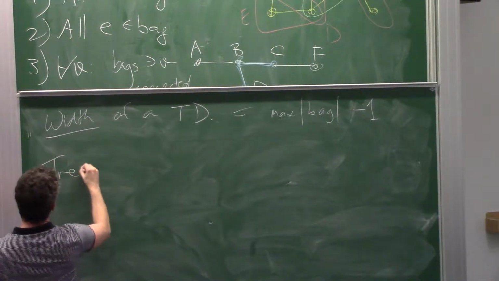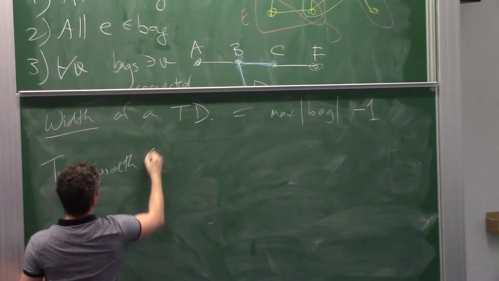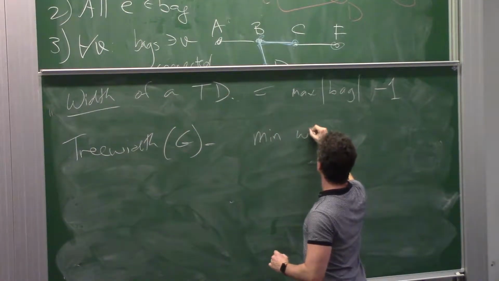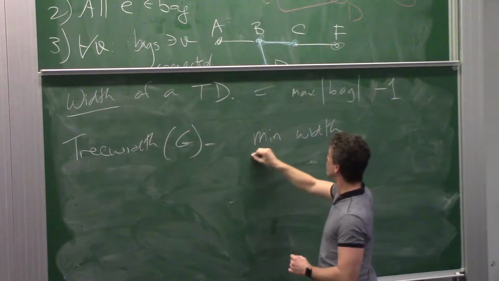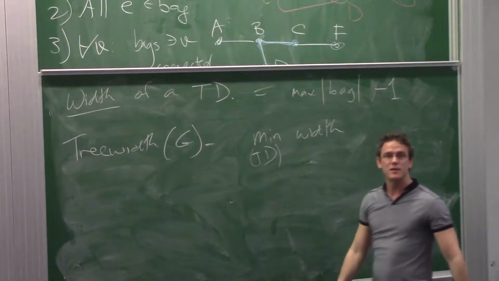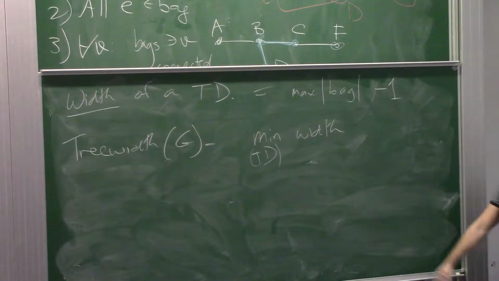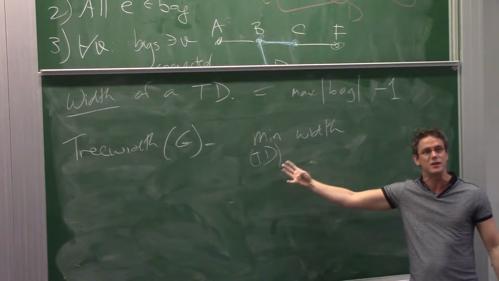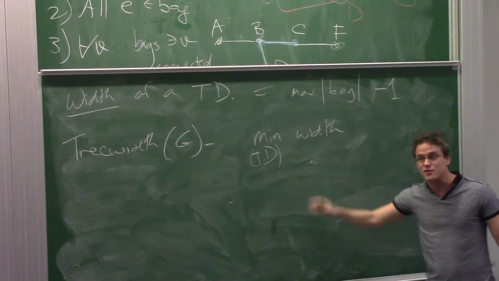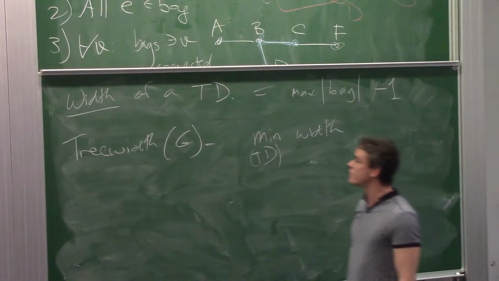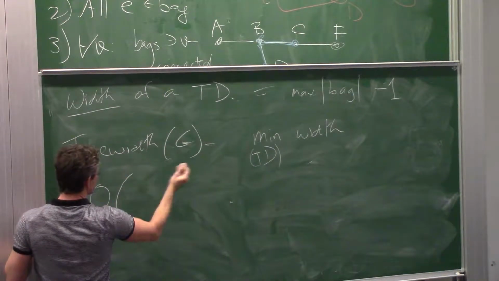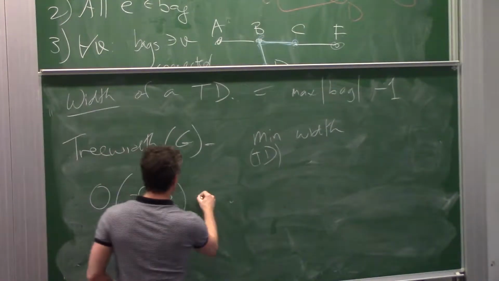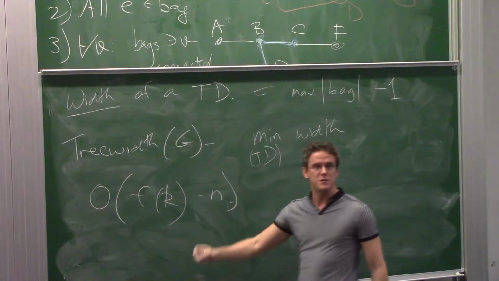And the tree width of the graph is the minimum width over all tree decompositions. So it's a minimax problem. For each tree decomposition, you look at the maximum bag size and you minimize that by choosing the best tree decomposition you can. And that's the tree width of your graph. Then these algorithms have a running time which is some function of the tree width, which is the bag size, times n, which is fixed parameter tractable.